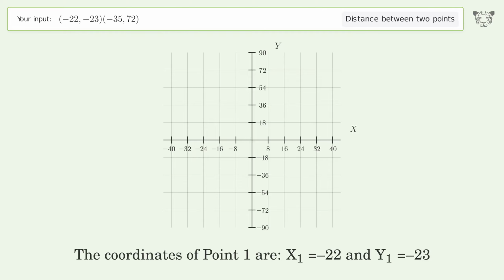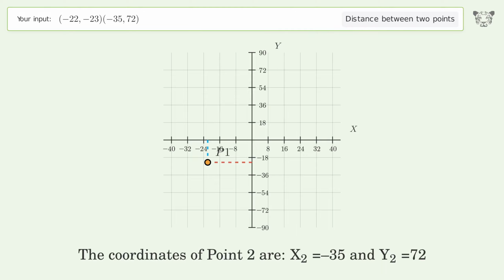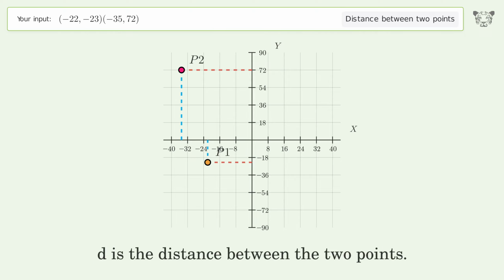The coordinates of point 1 are x1 equals -22 and y1 equals -23. The coordinates of point 2 are x2 equals -35 and y2 equals 72. D is the distance between the 2 points.